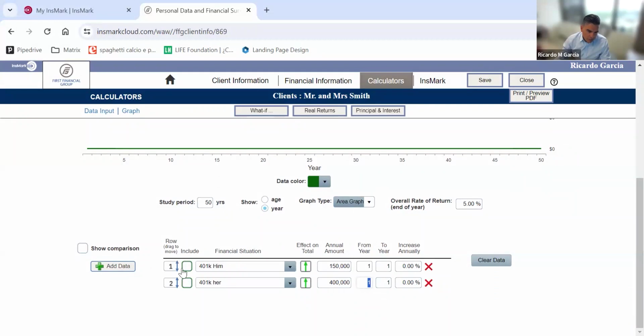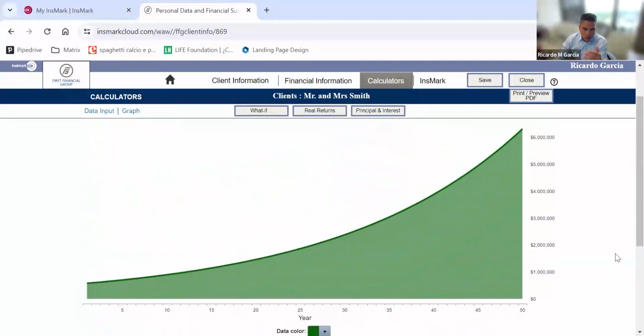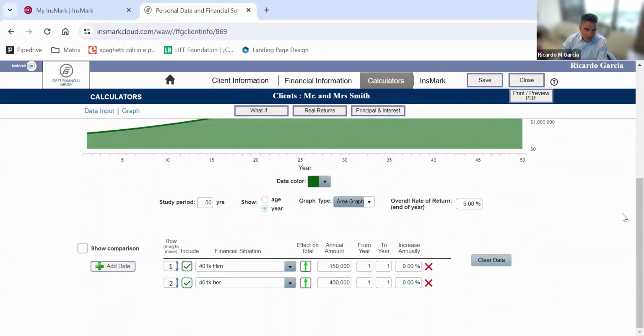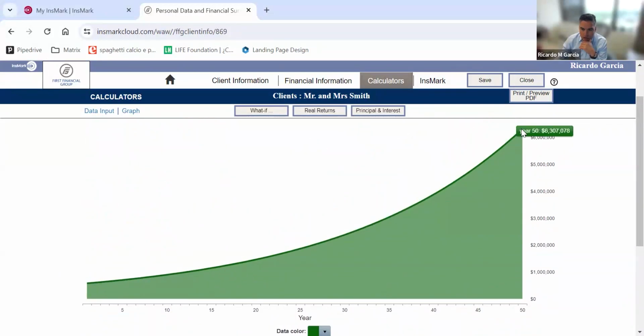At this point, we explain to the clients. We click on both of these and say, just so that you know what you're looking at and how the calculator works, because we always think it's important that the client understand this. Your 400 plus 150, so they're $450,000, growing at 5% over the next 50 years would grow up to $6 million if you made no contributions, so you did nothing else.